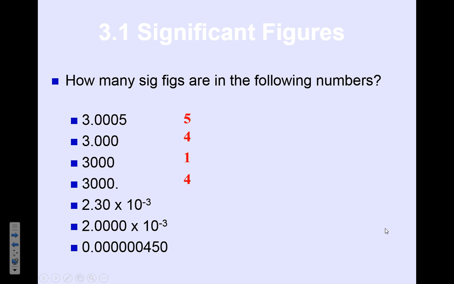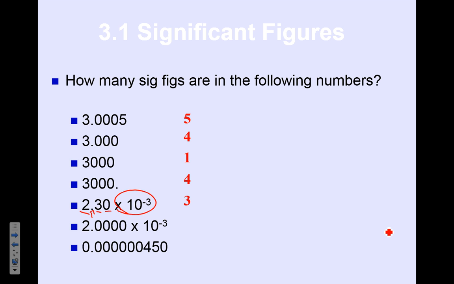Next one, scientific notation, don't let it throw you. We're really just looking at the coefficient here, the base number. The times 10 to the third part, that just tells you where the decimal goes. So that's really just placeholder information. These 2 count because they're non-zeros. This is a 0 at the end, and by rule 4, a 0 at the end with a decimal counts. So that's got 3 sig figs.